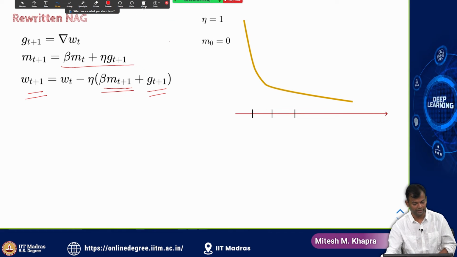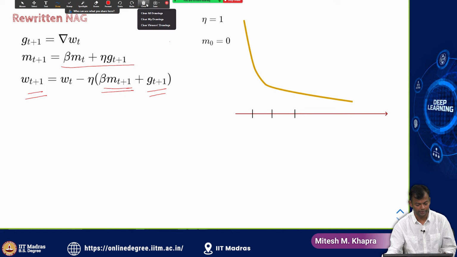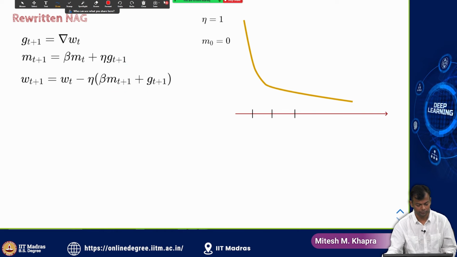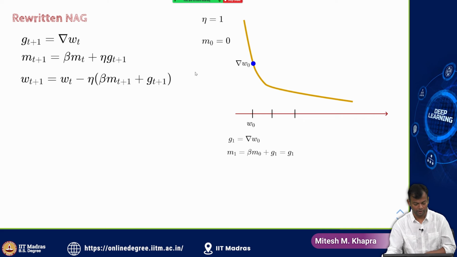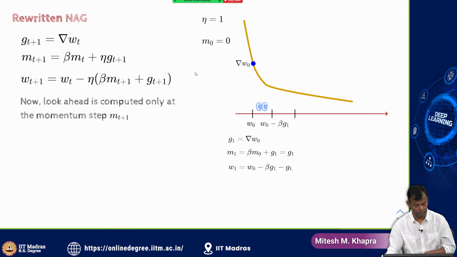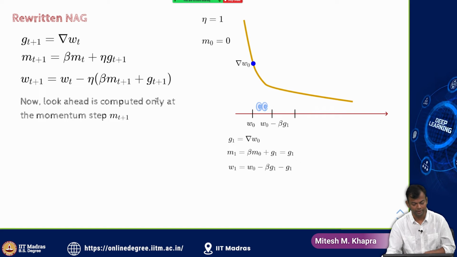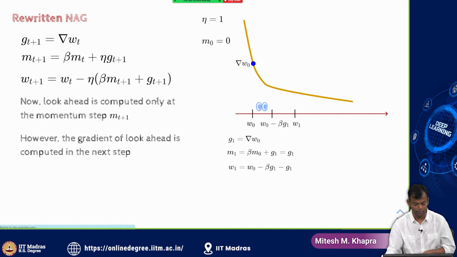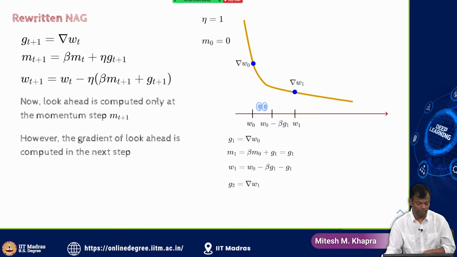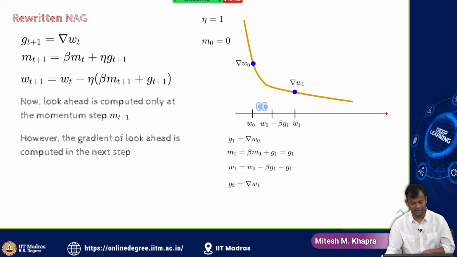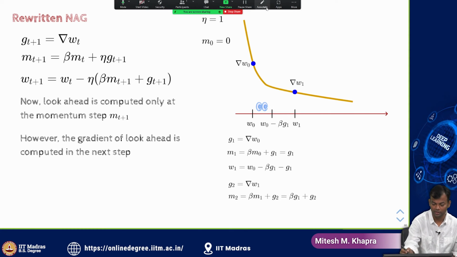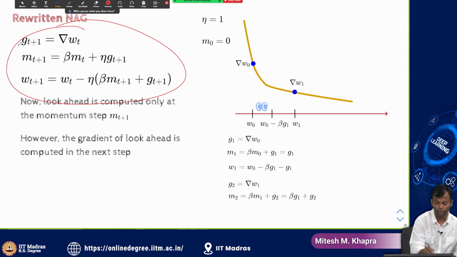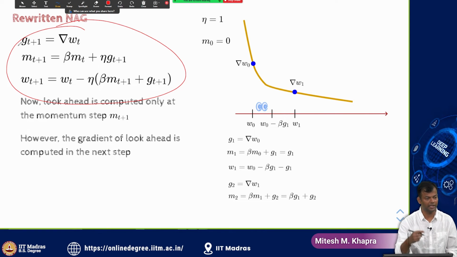So now effectively what I'm doing is the following. I had W1, I computed the look ahead. Now look ahead is computed only at the momentum step, which is mt plus 1, and then I look at W1, and I'm going to compute the look ahead of the gradient in the next time step, right? So I've just changed the time steps a bit. Now notice in my new equations, there is no wt minus 1, right? Everything is in terms of t and t plus 1.